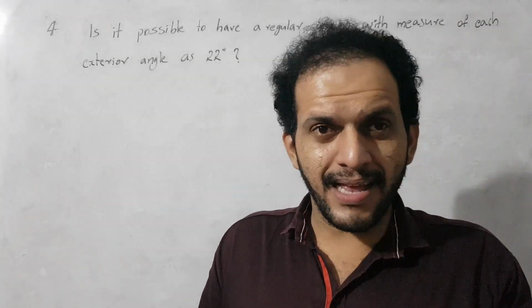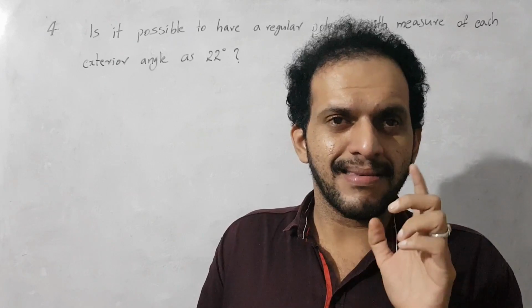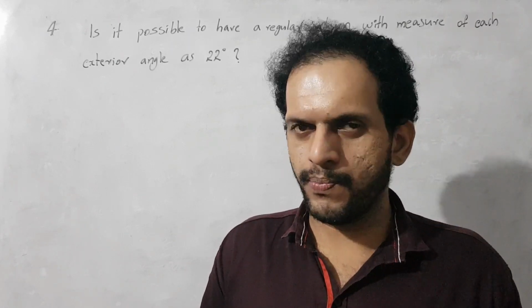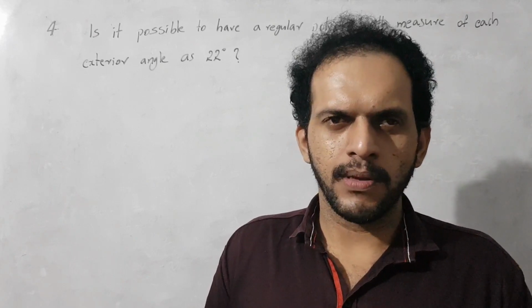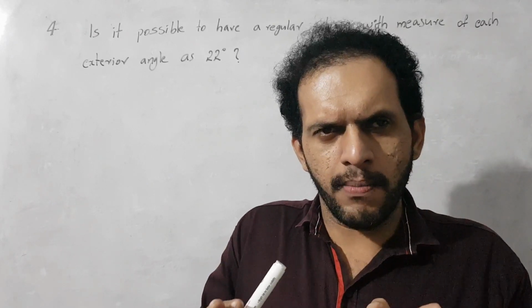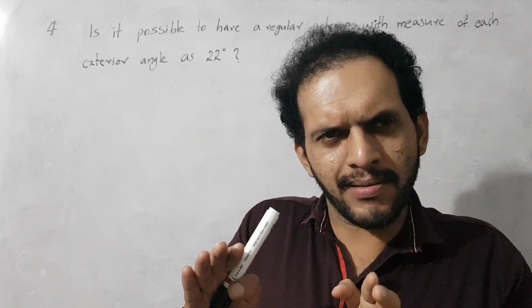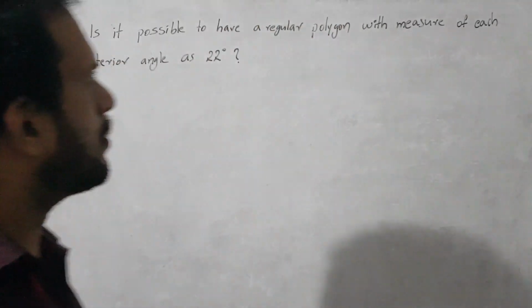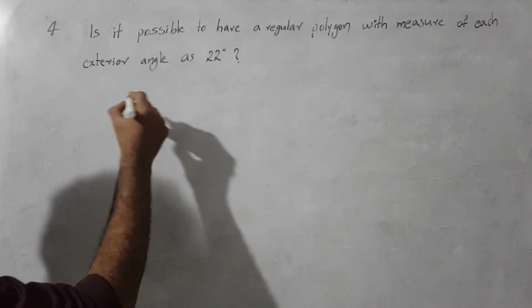So if we get the number of sides, then the answer is yes, it is possible. Otherwise the answer is no. Okay, that is the idea. The previous question and this one are the same, but the method of asking is a little changed. That's the only difference. So how do we start? We start the same way.